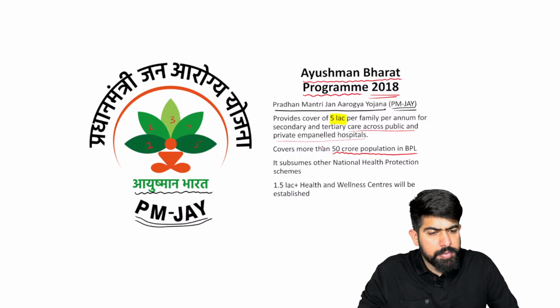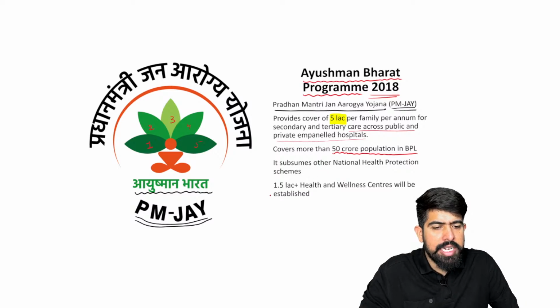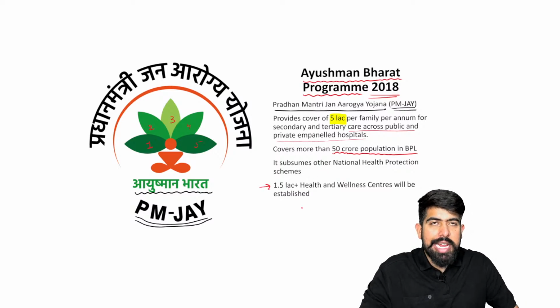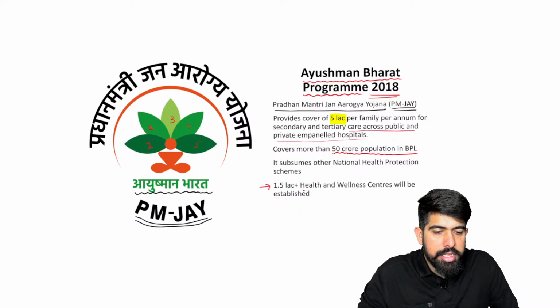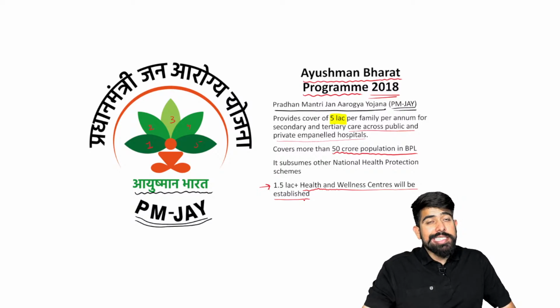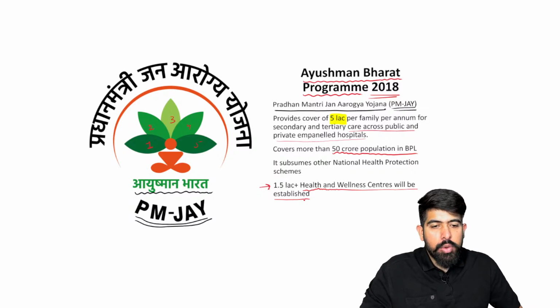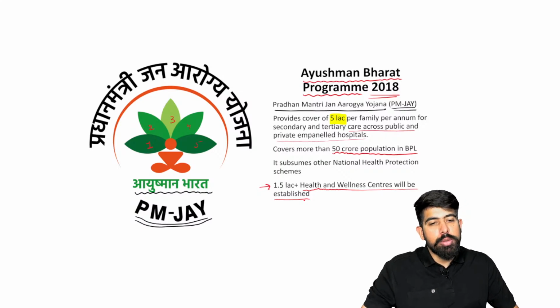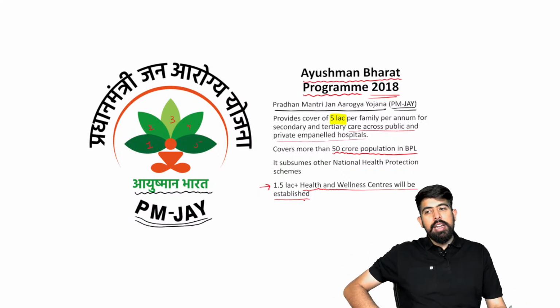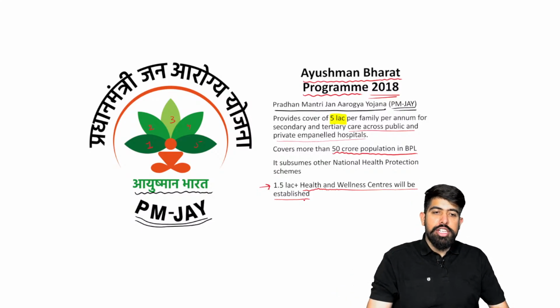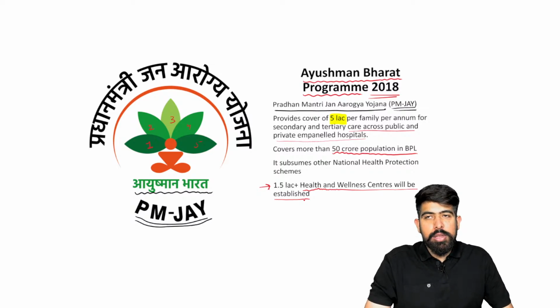And it includes some other national health protection schemes also, right? And one more thing: 1.5 lakh plus health and wellness centers will be established under this Ayushman Bharat program, right? So this is all about our Pradhan Mantri Jan Arogya Yojana, by the name, also known as the Ayushman Bharat program 2018. Just remember the important thing, they will ask you how much is the coverage. Yes, it provides cover up to 5 lakh rupees per family per annum, right?